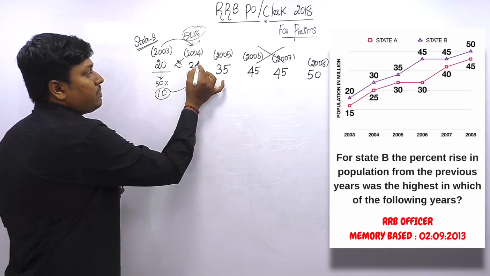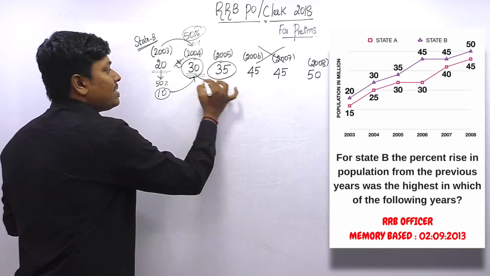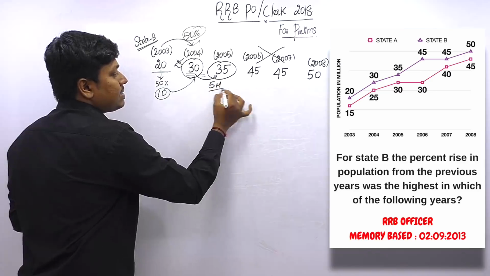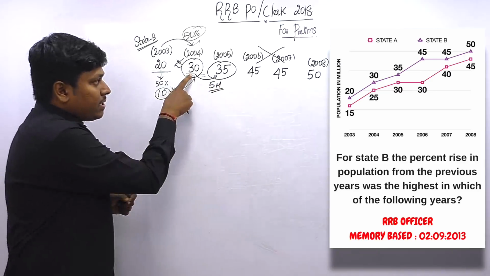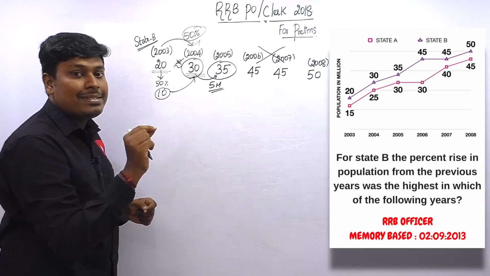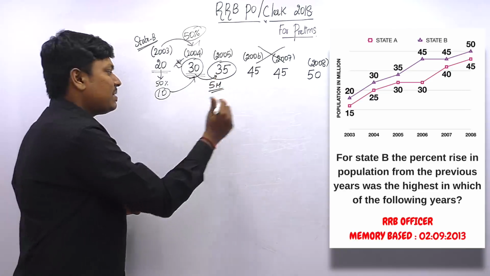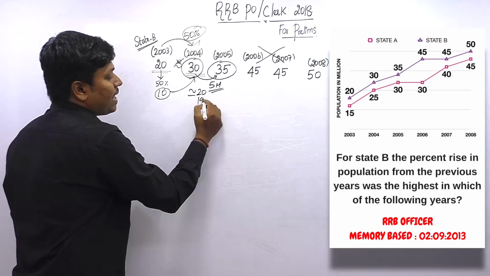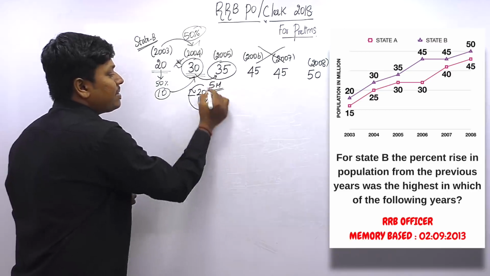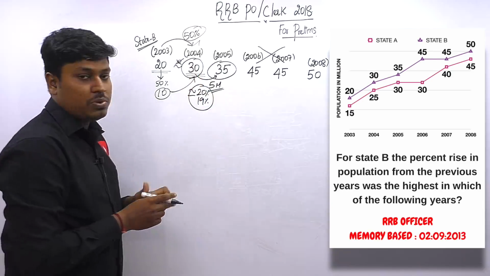Next, in 2004 we have 30 million, in 2005 we have 35 million. How much increase? 5 million is increased. Out of this 30 million, 10% will be 3 million. And here we know that 5 million is increased. So definitely, approximately it will be around 19 or 20%. So approximately 20%, 19% increase from 2004 to 2005.